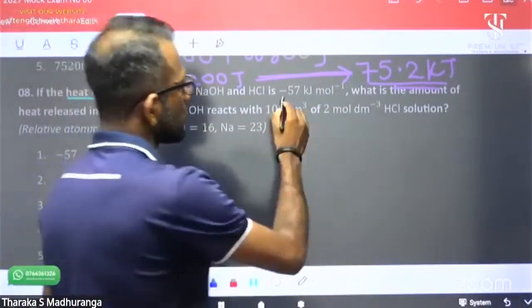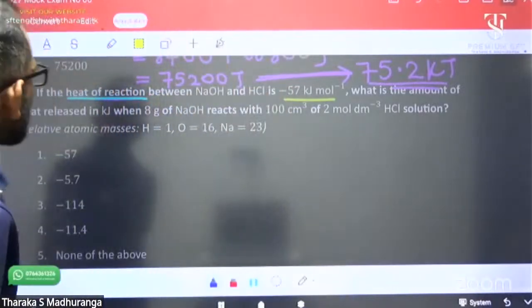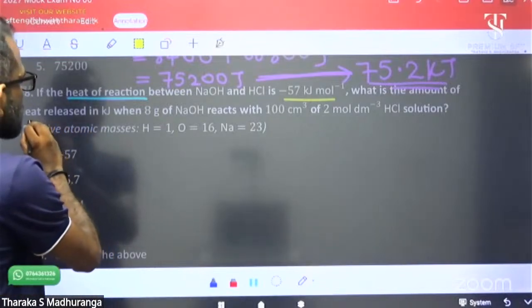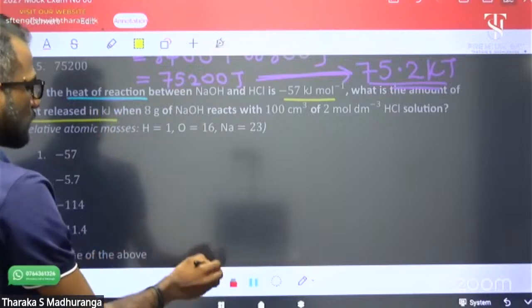Minus 57 kilojoules per mole. What is the amount of heat released in kilojoule? That one also asks in kilojoules. That's the point.